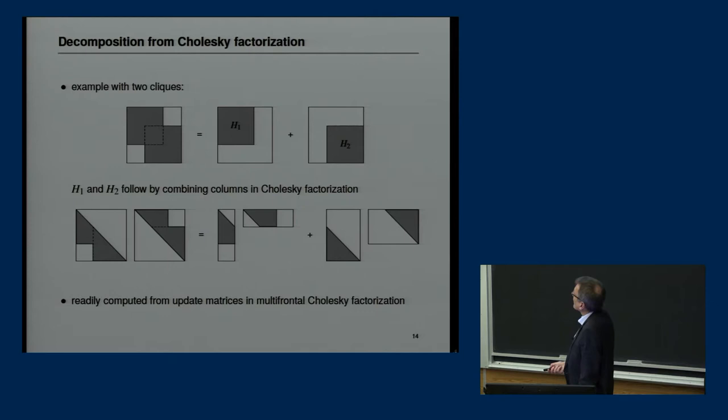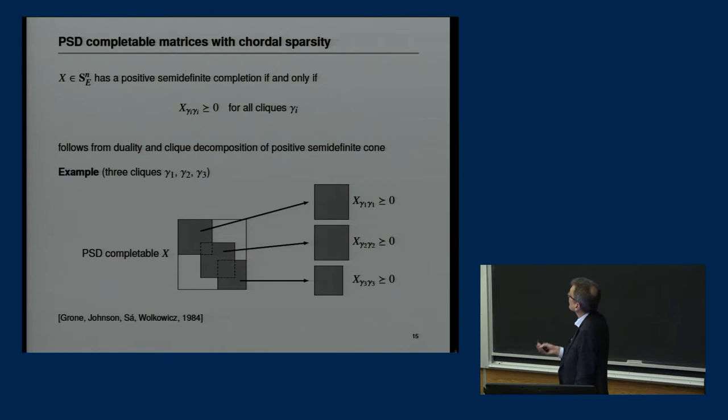So I mentioned that this cone of positive semidefinite sparse matrices is the dual of the cone of completable matrices with that pattern. So by duality and the first decomposition result, you also get this famous result that a chordal matrix has a positive semidefinite completion if and only if each maximal clique defines a positive semidefinite submatrix. Again, this is a necessary condition if there is a positive semidefinite completion, but it's also sufficient in the case of a chordal sparsity pattern.